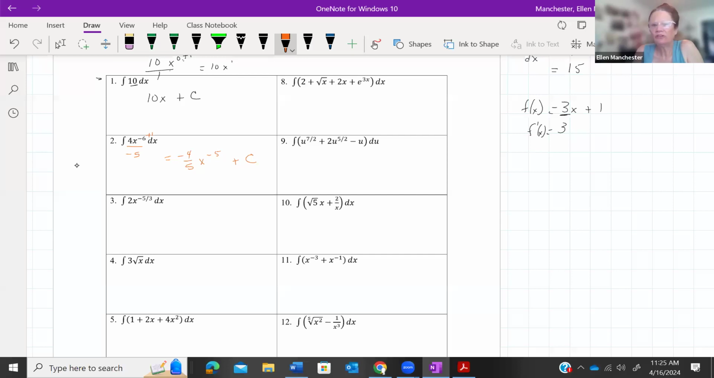Now to check it, I'm going to find the derivative of this. So I drop my -5 to the front and multiply. So I end up with -5 over 1 times -4 over 5. My 5's cancel, so I end up with +4. And then when I subtract 1, I end up with -6. So I know I did it right. And that's just a quick check to make sure that what you're doing is correct.